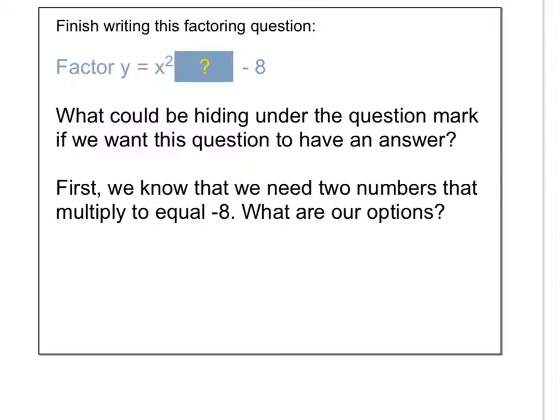So first we know we need to find two numbers that when multiplied will give us negative 8. So what are our options? Well, you've got negative 1 times 8, 1 times negative 8. You've got 2 times negative 4, and negative 2 times 4. So now that we have these options, we need to see the next step.